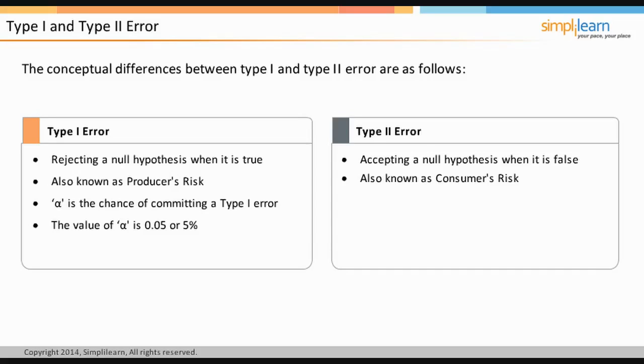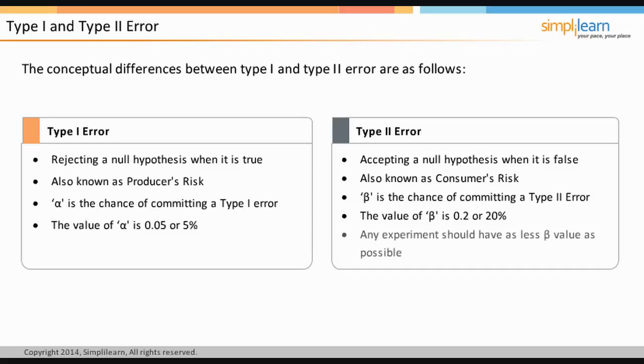Suppose when a movie is not good, it is reviewed to be good. This reflects type 2 error. In this case, the alternate hypothesis is rejected when it was actually true. The two important points to be noted are: beta is the chance of committing a type 2 error. The value of beta is 0.2 or 20%. Any experiment should have as less beta value as possible. The next screen will cover the key points to remember about type 1 and type 2 error.